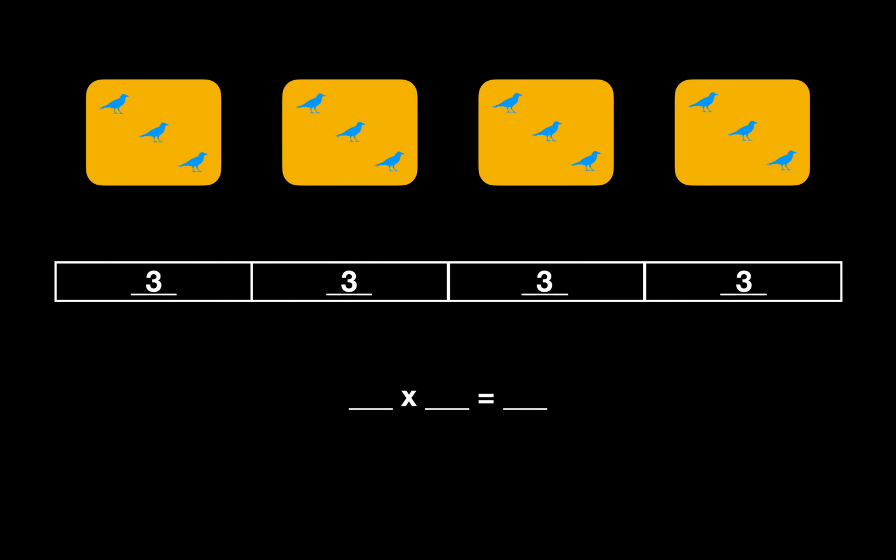Well, create your multiplication sentence. How many sections do you have? So this is a section. This is a section. This is a section. This is a section. So I got 4 sections. What number is in each section? 3. So what is my total or my product? It is 12. Hopefully you got that.